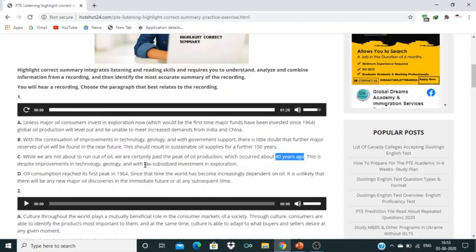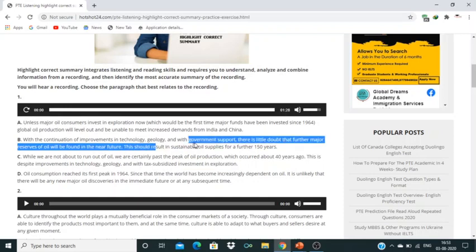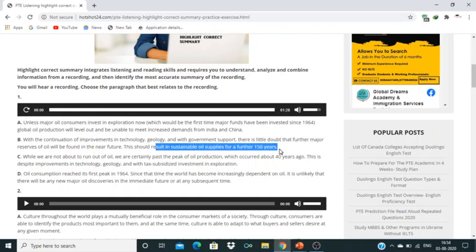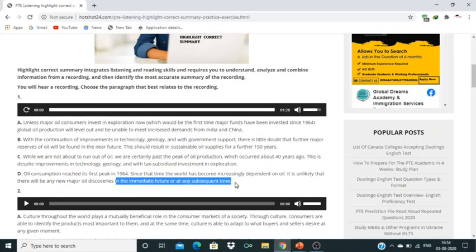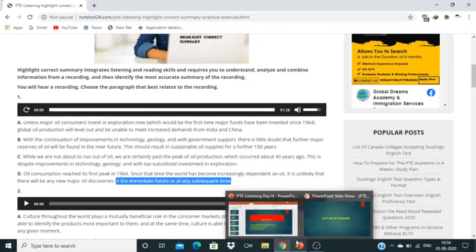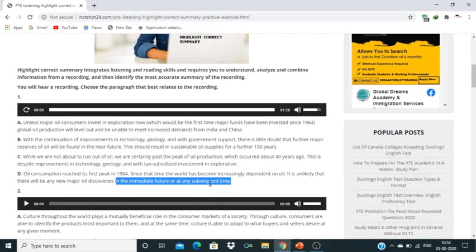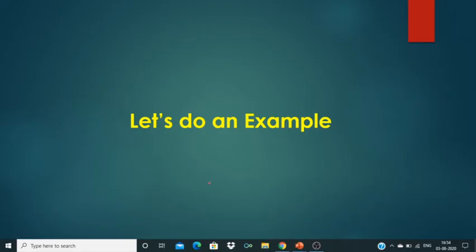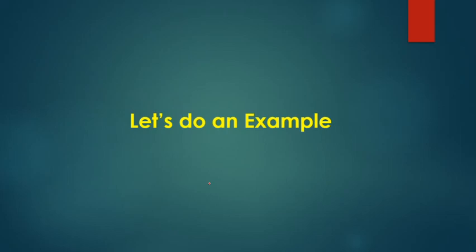Although he did not use the exact terms, he used synonyms or different ways of explaining these things. But he did not mention that this should result in sustainable oil supplies for a further 150 years, or demands from India, China. You can hear this audio again if you want, and discoveries in the immediate future or any subsequent time. So this way you can find out the right answer.